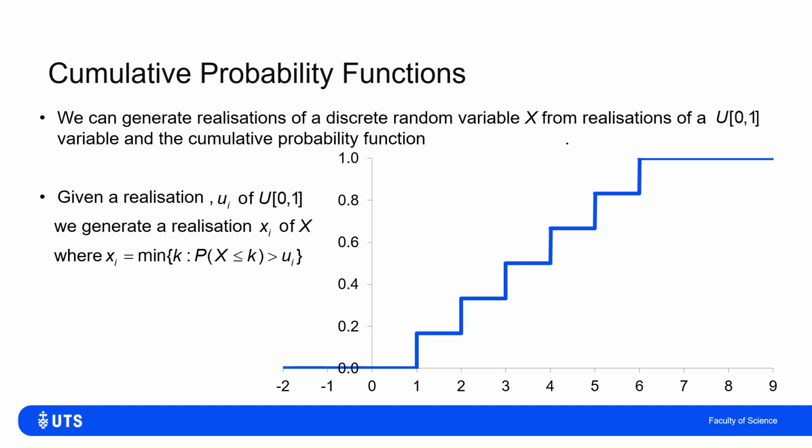What this says is, start with a uniform random number, u_i, uniformly selected between 0 and 1. And if I want a realization x_i of the variable X, then what I would do is set my simulated x_i to be the smallest value of k such that the probability that X is less than or equal to k is bigger than my uniform point u_i.